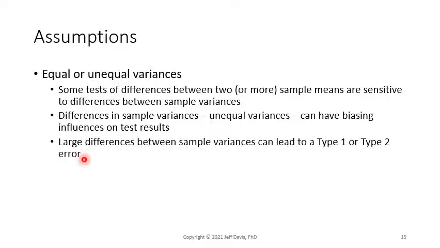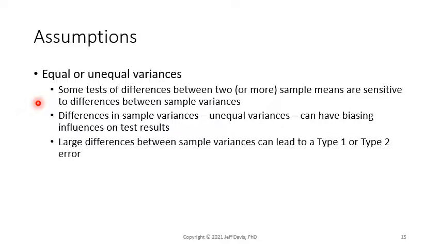And then the assumption of equal or unequal variances. The reason why this is important is because of this first bullet point right here. Some of these tests that we set up for differences between two groups or differences between 3, 4, 5, however many groups, are sensitive to differences between sample variances. So if one sample has a pretty small standard deviation and one sample has a very large standard deviation, that could cause some problems.